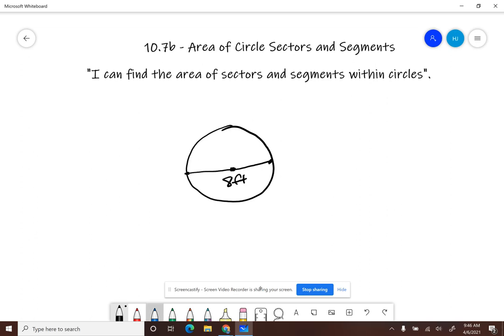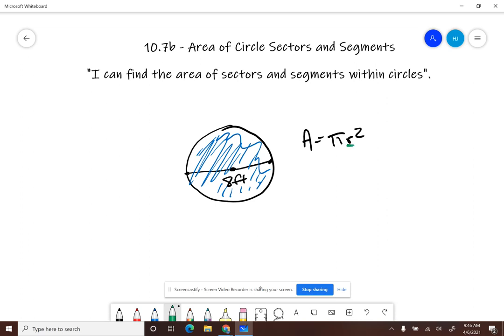So remember, when we're talking about area, we're talking about the space that this occupies, right? So this entire space here, what would that be? So remember, our formula that we use for that is area equals pi r squared. And so I need to have the radius here. But you'll notice that I've been given diameter.